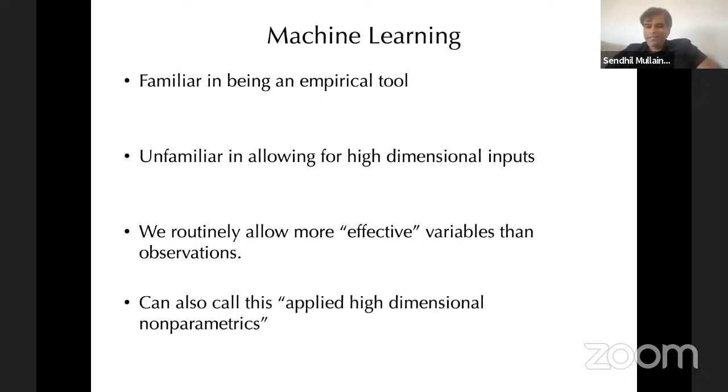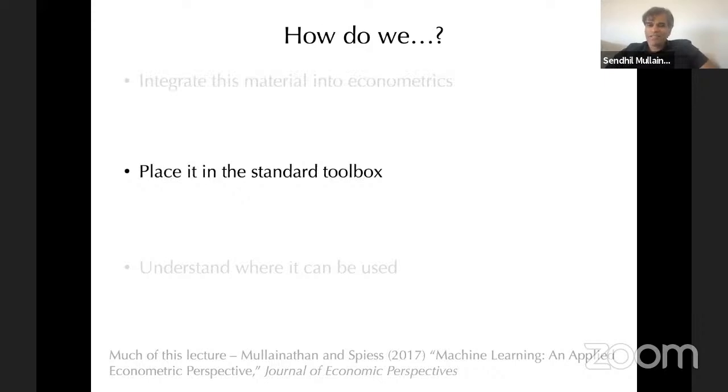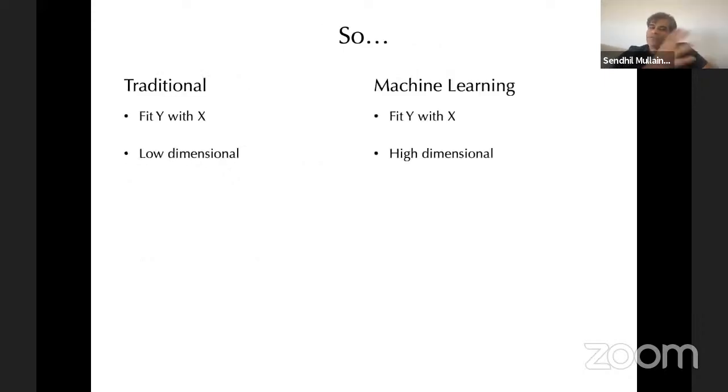You can call this applied high dimensional non-parametrics if that's what you want, but that's effectively what this whole activity is. So let's place this in the standard toolbox. If I were to do it, it would look something like this. The traditional approach is fit y with x, and that's low dimensional. Machine learning is fit y with x, and it's high dimensional. There you go. It's just better. And this is what I was alluding to earlier. If you have this way of thinking, right now, from this slide, what's the trade-off? There's no trade-off. What should you use?